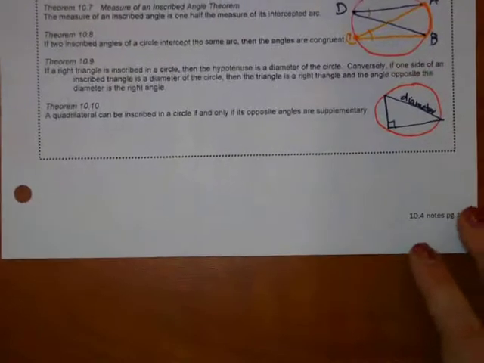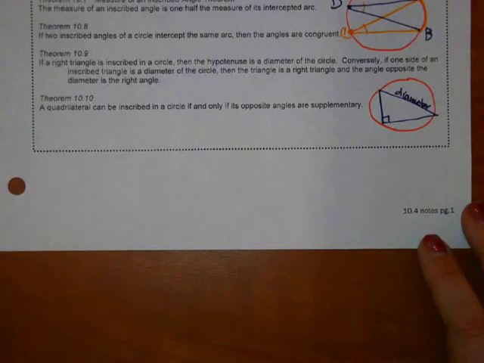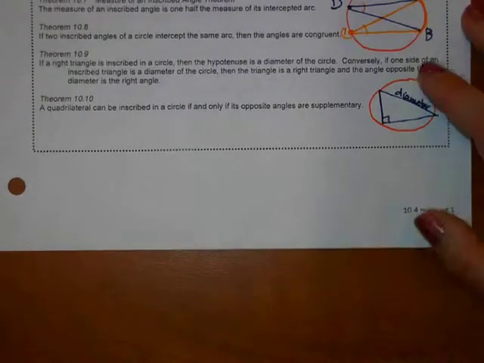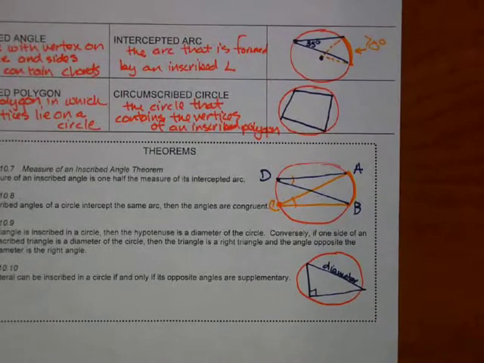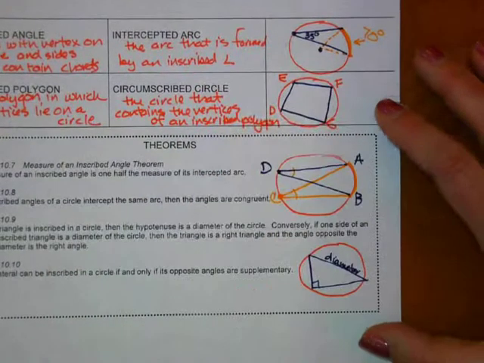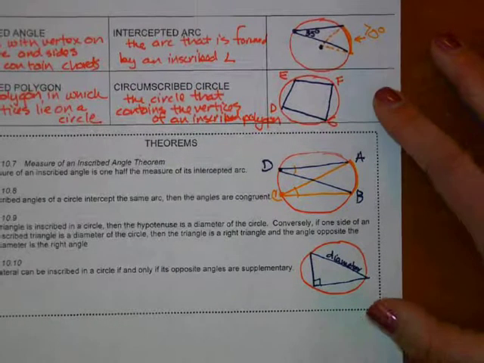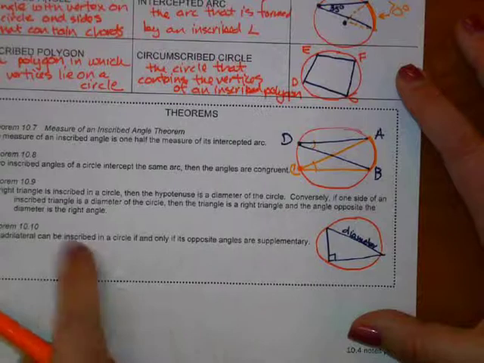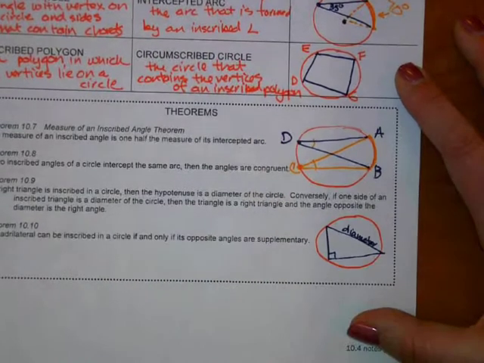A quadrilateral can be inscribed in a circle if and only if its opposite angles are supplementary. So, let's go up here to our picture. We have a quadrilateral, don't we? I did that on purpose. Let's label it D, E, F, and G. So this theorem says it can be inscribed in a circle if and only if its opposite angles are supplementary.